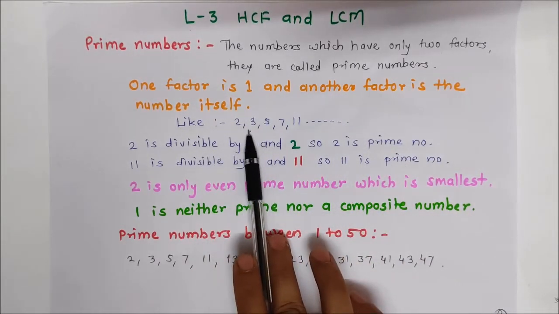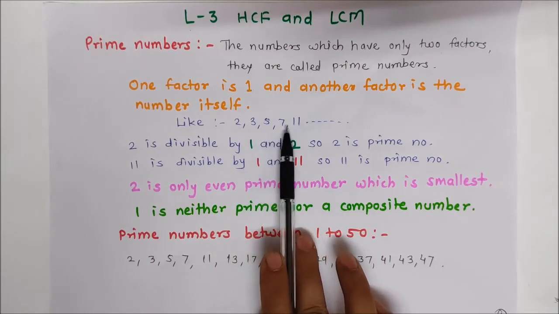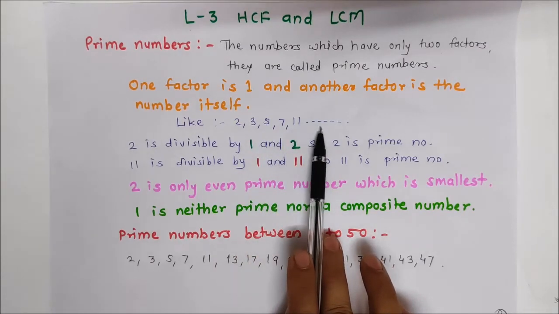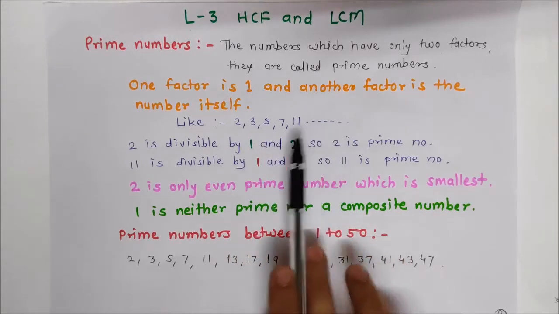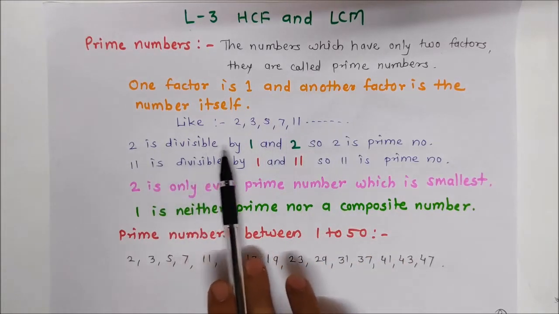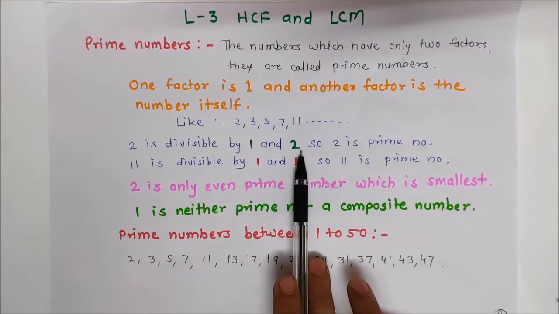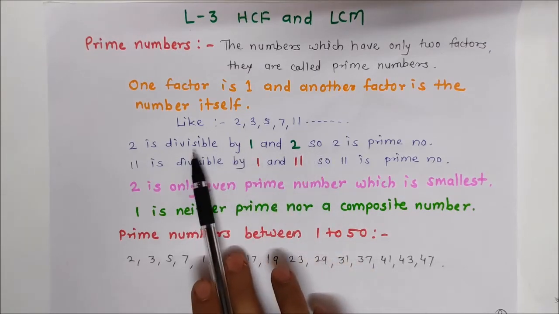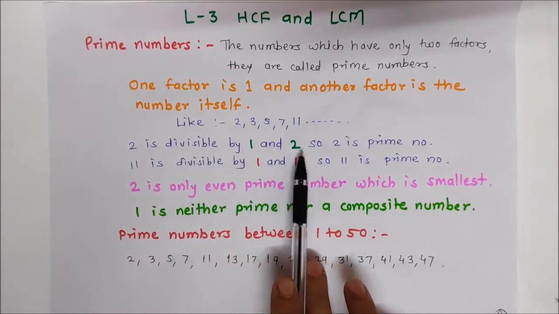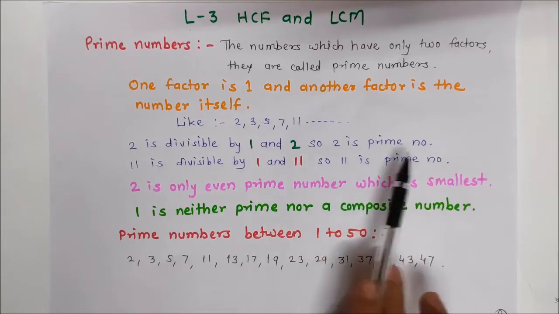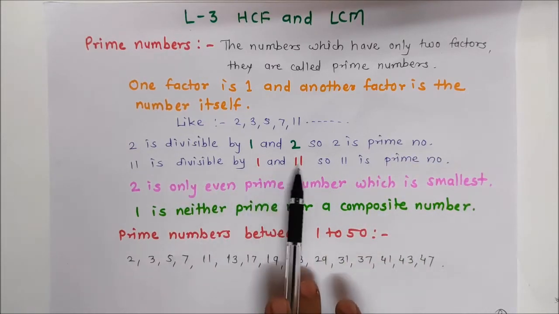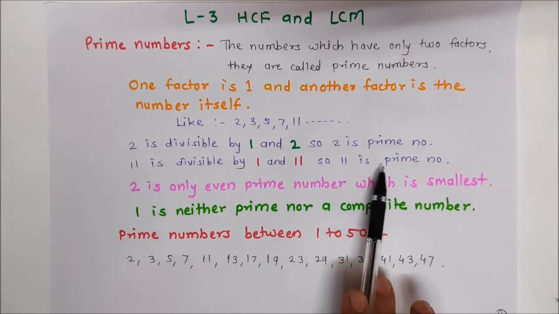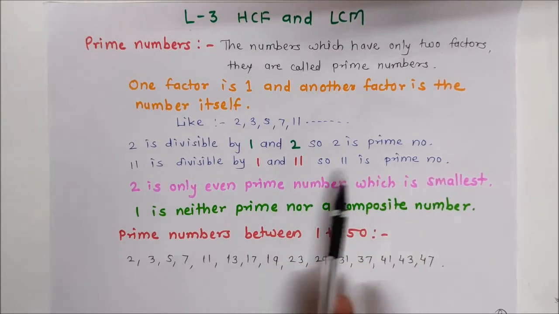For example, 2, 3, 5, 7, 11. There are so many prime numbers. Here 2 is divisible by 1 and itself. That's why 2 is a prime number. 11 is also divisible by 1 and 11. Therefore 11 is a prime number.